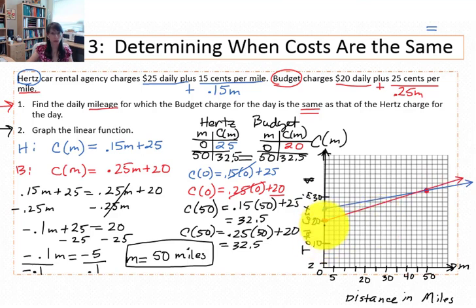What's interesting to notice from the graph now is that initially budget was charging less money than Hertz, but once you go beyond this 50 miles, budget is actually going to be charging more money than Hertz. So I hope you found this helpful.